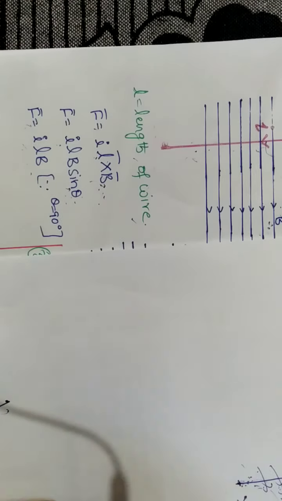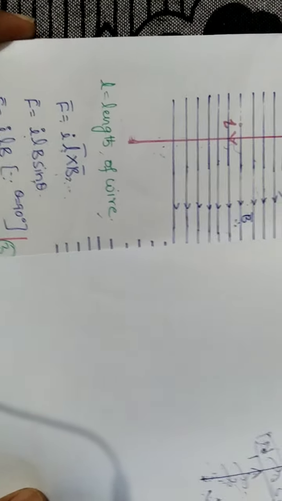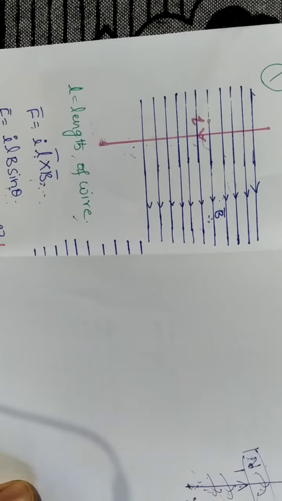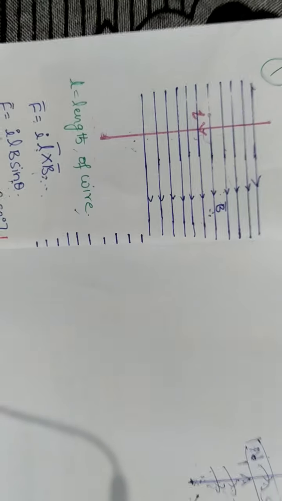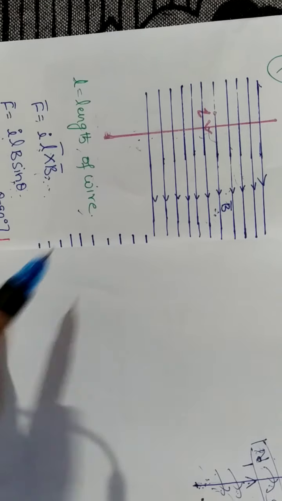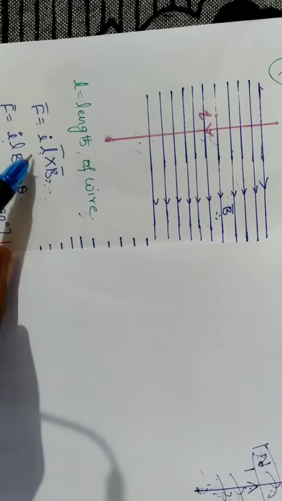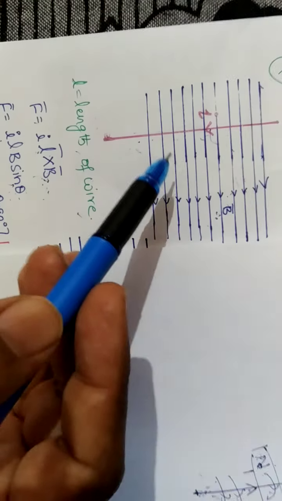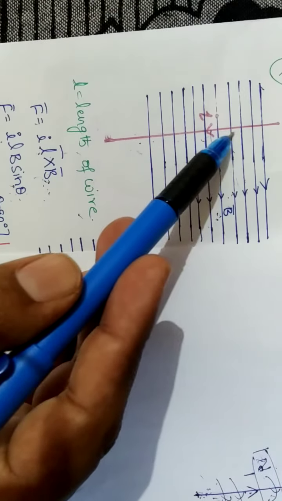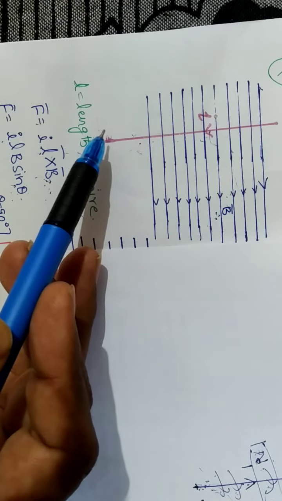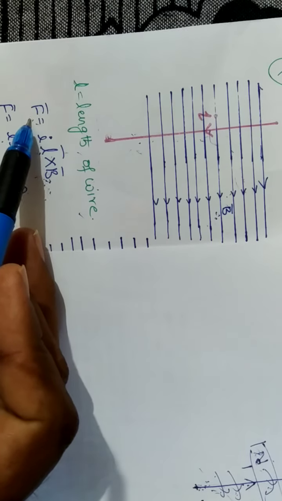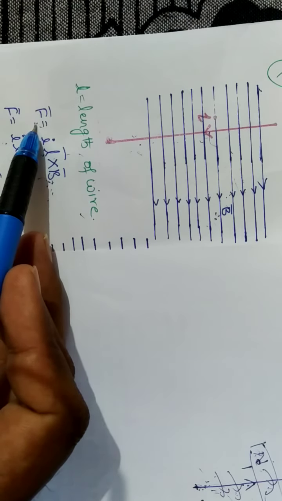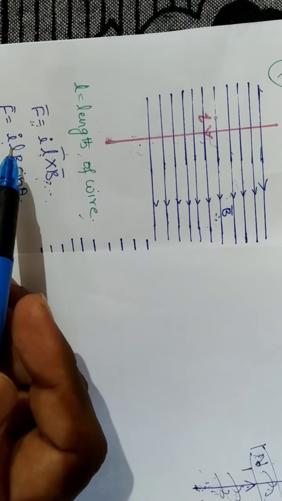Magnitude we got. Now the direction of force. The direction of force can be found using the screw rule because it is a cross product, L bar cross B bar. Now L bar is taken along the current direction. Now we are going to find the direction in which the force is acting. So let us now use the screw rule.